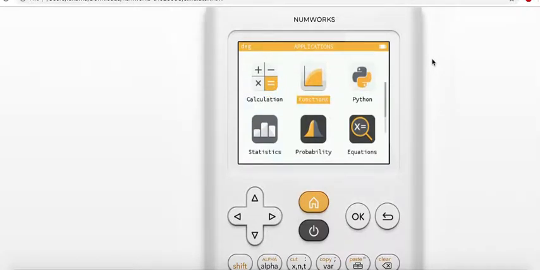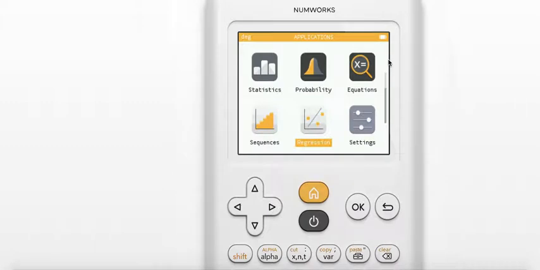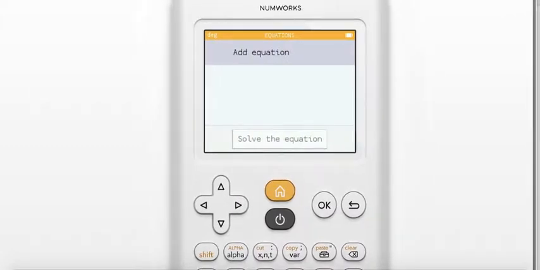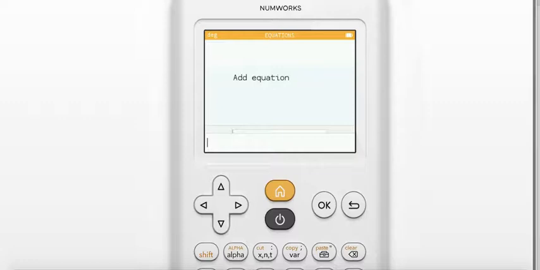So what I'm going to do here is, this is called NumWorks, right? So if you just Google that, NumWorks graphing calculator, you could get it too. It's for free. Don't have to download anything. But I'm going to go down to equations right here. And you could use your keyboard, right, on the computer. And I'm just going to click enter on add equation. And I'm just going to click enter for empty so I could type the equation in.